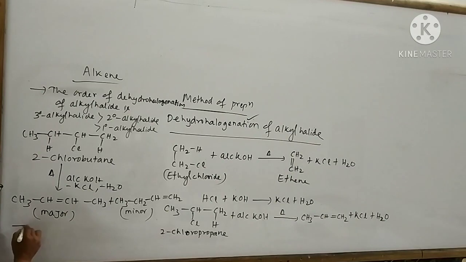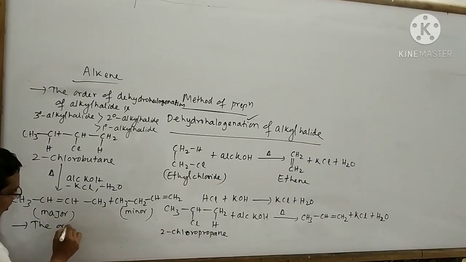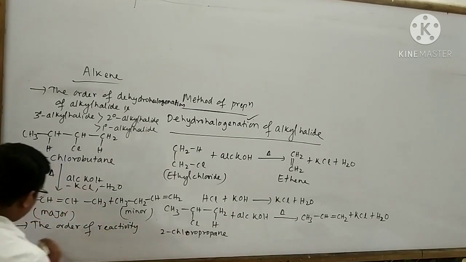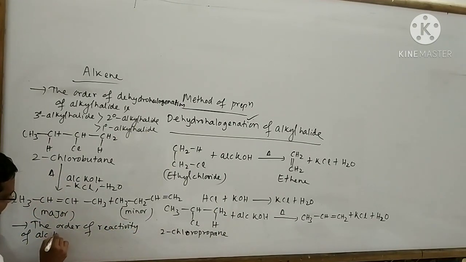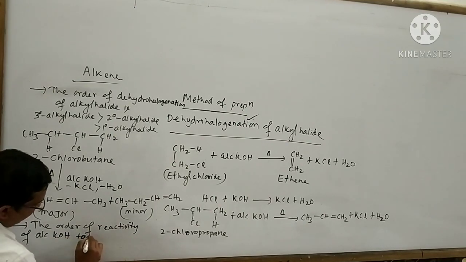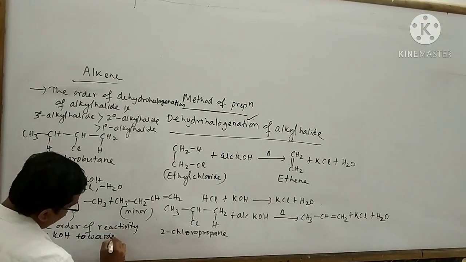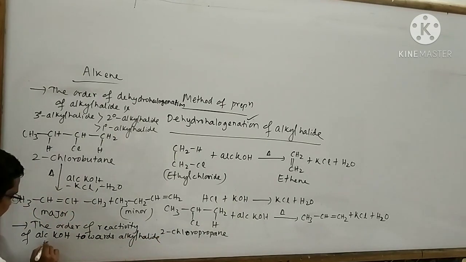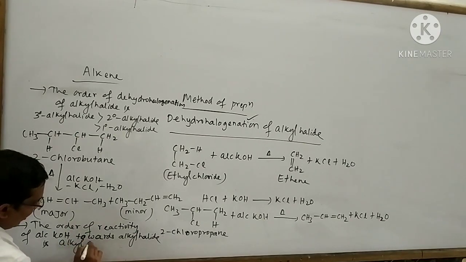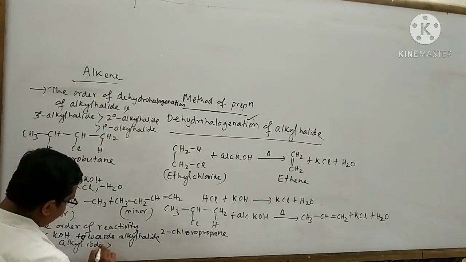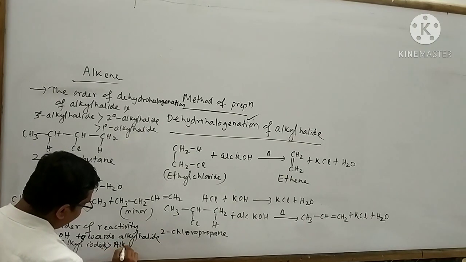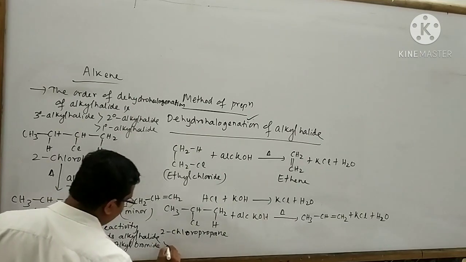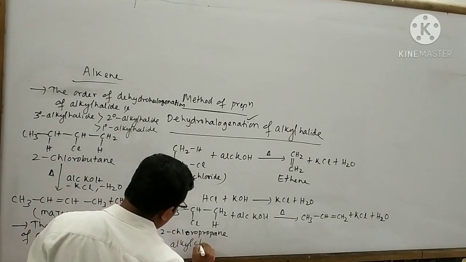Remember also another important point: the order of reactivity of alcoholic KOH towards alkyl halide is alkyl iodide greater than alkyl bromide greater than alkyl chloride.